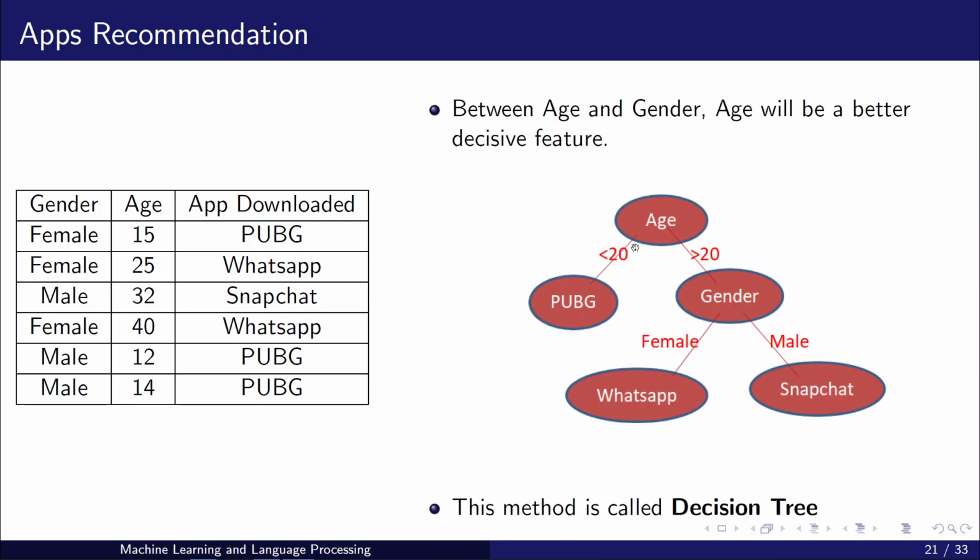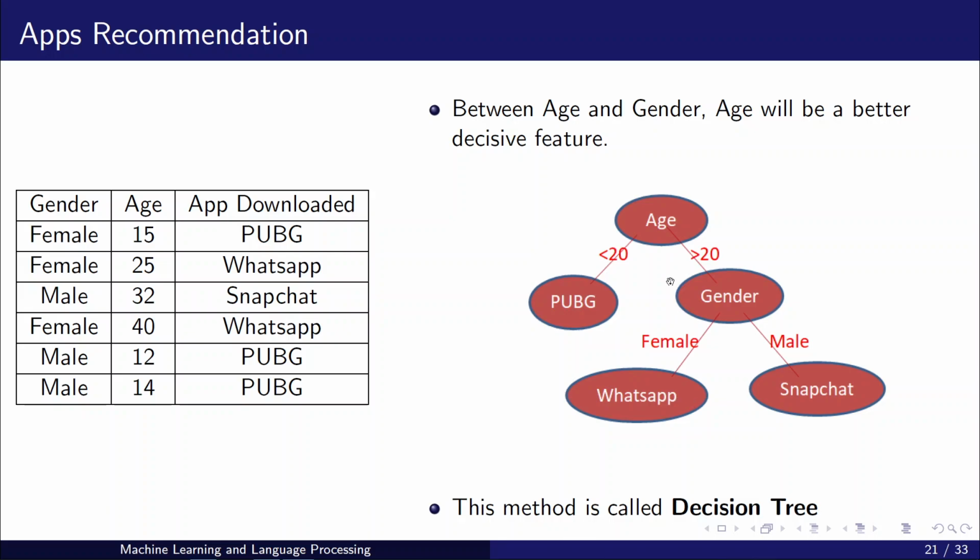So age less than 20, they downloaded PUBG. Age greater than 20, then you use the second feature, that is gender. If gender is male, then Snapchat. If gender is female, then WhatsApp, and such a tree structure can be obtained. This method is known as the decision tree method. The best decisive feature will be kept at the root node. Then based on that, you go for decisions, and these decisions lead to a tree structure, and this is called the decision tree method.